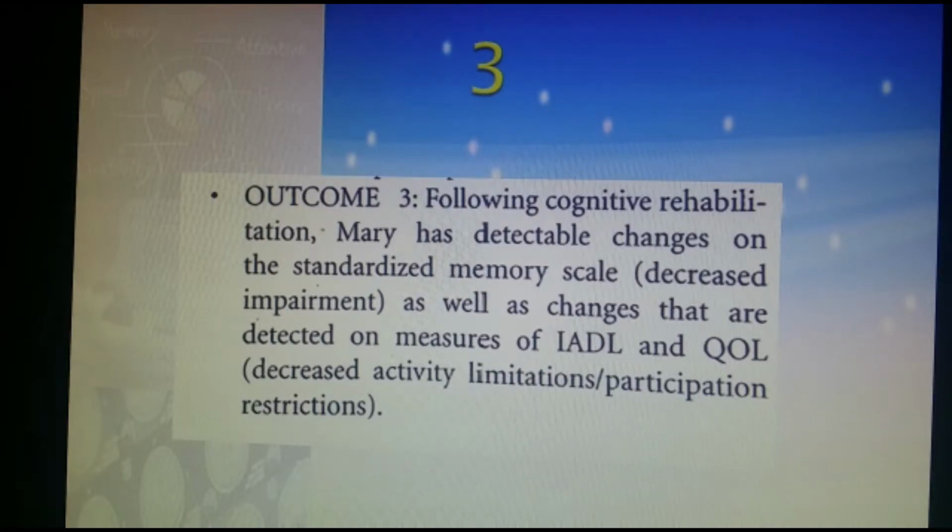So as you see in the third scenario, the impairment was detected at the impairment level as per the standardized assessment and also at the functional level. And this is our ultimate goal whenever we do cognitive rehabilitation therapy. So this is one of the take-home messages of cognitive rehabilitation therapy.